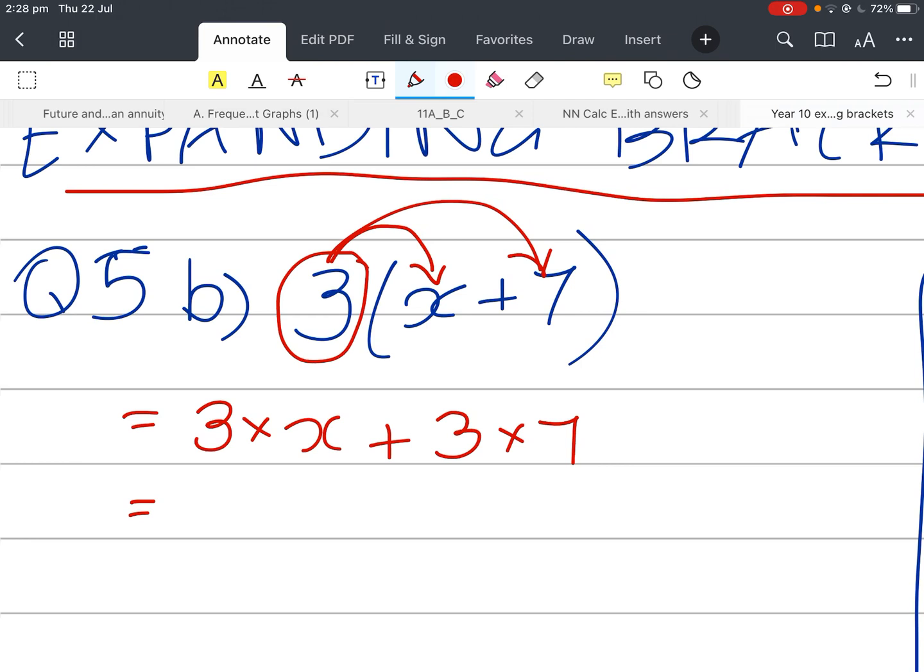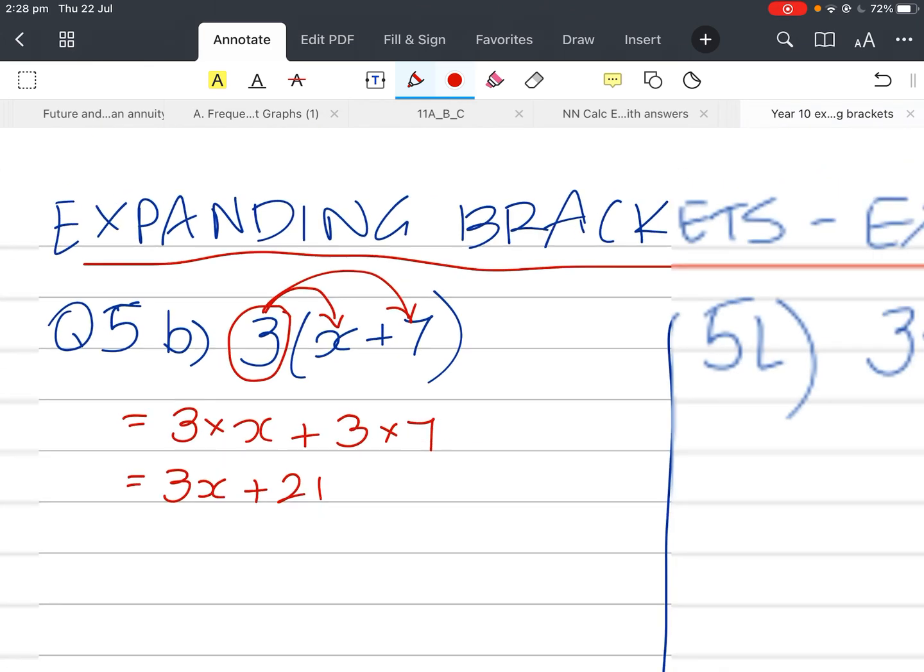So now once I've expanded the brackets, I have to put those answers together. So in algebra, if you remember, 3 times x can be abbreviated by taking the times out and just writing 3x. So that's what I'm going to do. And 3 times 7, you can do on your calculator or in your head. 3 times 7 is 21. Okay, hopefully that one's not too bad.